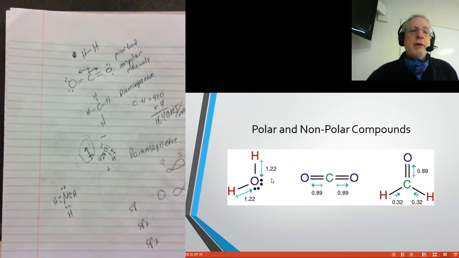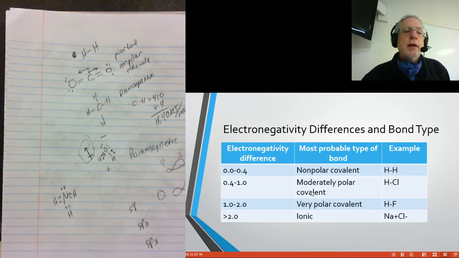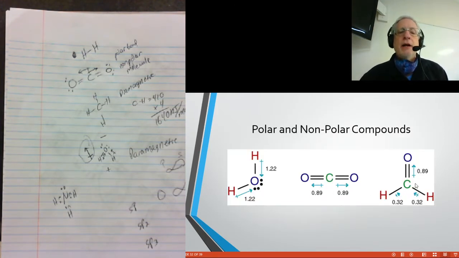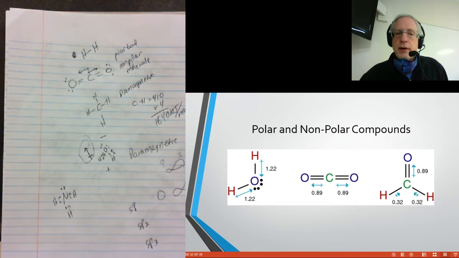So for instance here, between hydrogen and oxygen, there's an electronegativity difference of 1.22. Between carbon and oxygen, it's 0.89. And here if I do formaldehyde, you have a carbon-oxygen bond. So you'll notice that formaldehyde is very polar. Water is polar because all the arrows are pointing in the same direction. Carbon dioxide is not polar because the polarities cancel each other out. Now these numbers come from the differences in the electronegativity values of those atoms.